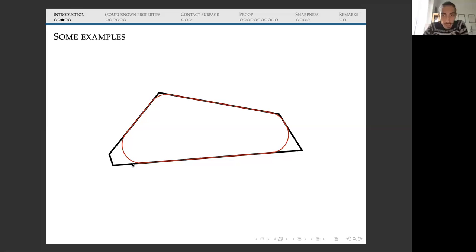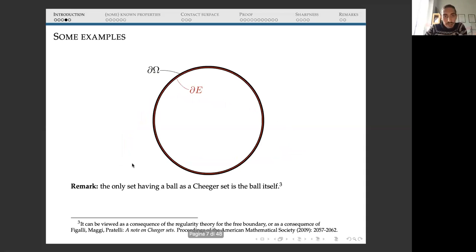Okay? And there can also be situations where you don't have angles, like in this case, where the Cheeger set actually occupies all the space it has. So the boundary of the Cheeger set is completely adherent to the boundary of omega. Okay, an important remark that I thought was a good point to place. In this case, we are looking at the ball, and as you can see, the Cheeger set of the ball here is the ball itself.